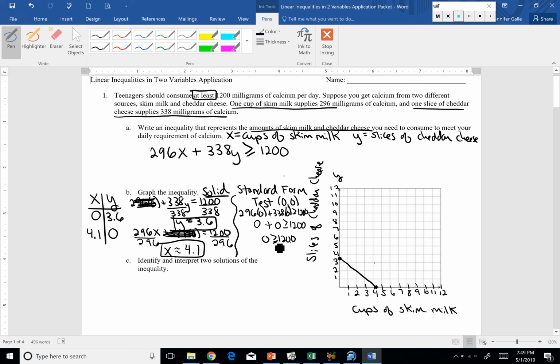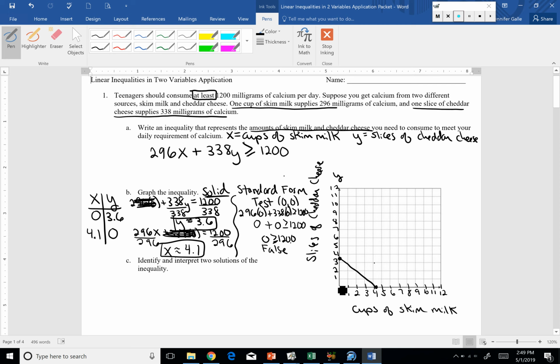So this testing piece, this was fairly new for us the last couple days. I put in 0, 0, and I end up with 0 is greater than or equal to 1200. Is that true or not? What do you think? 0 is greater than or equal to 1200. Does that work? No. That's false. That doesn't work. So 0, 0 is down here in that bottom corner on the bottom side of the line. 0, 0 is not a solution.